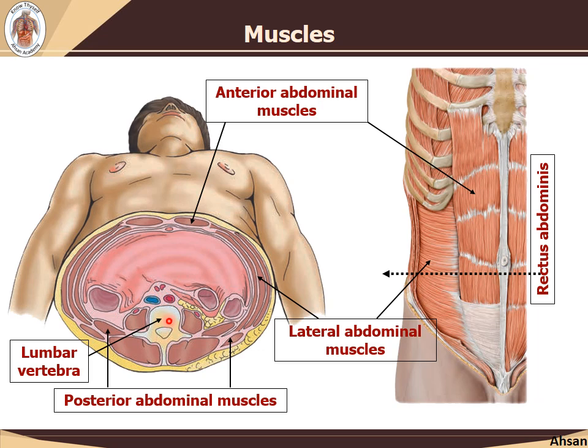So this is the lumbar vertebra. The lumbar vertebrae make up the vertebral column, and it is the skeletal component of the posterior wall. By the side and behind there are muscles. These side muscles are considered the muscles of the posterior wall of the abdomen.